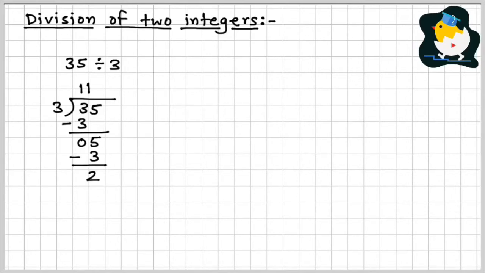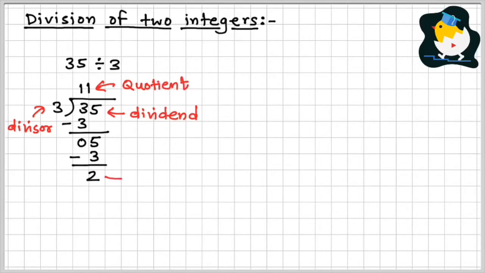Now in this case what we say is that if we divide 35 by 3, this is the dividend, the number which is divided, or it's in the numerator. 3 is your divisor because we are dividing by that number. 11, our answer, is called quotient, and 2 is the remainder.